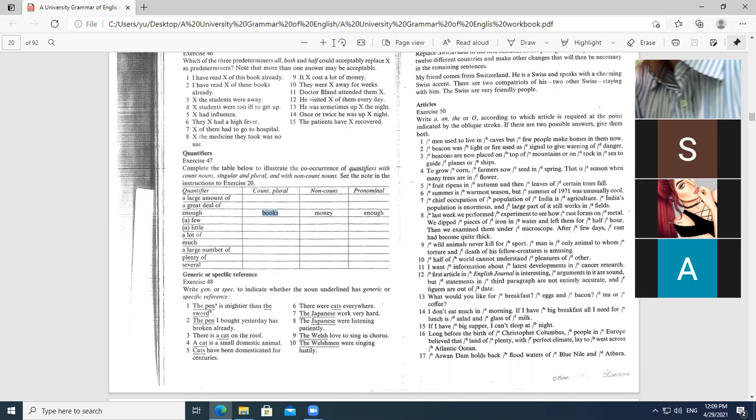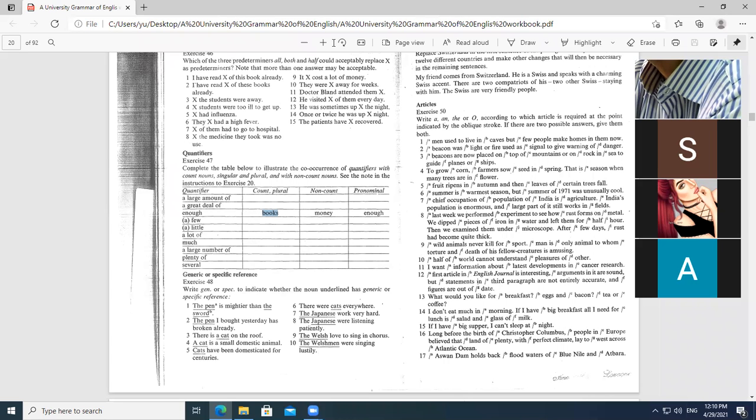Fruit ripens in autumn and then the leaves of certain trees fall. Yes, the leaves. Next.